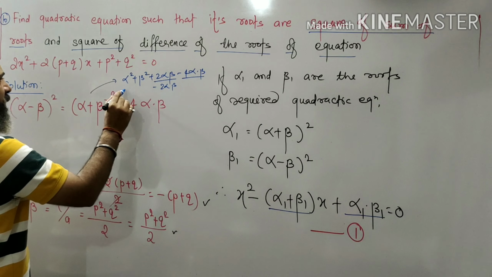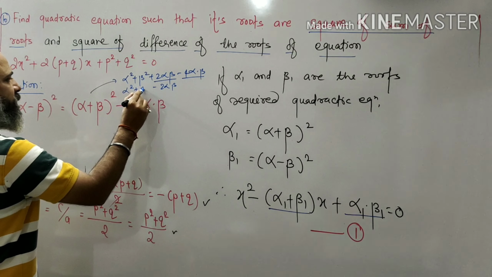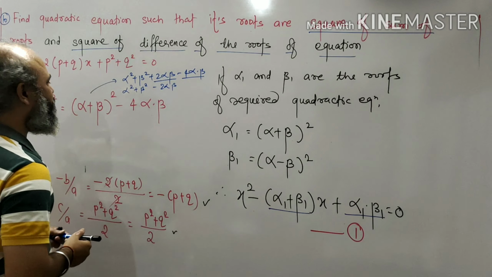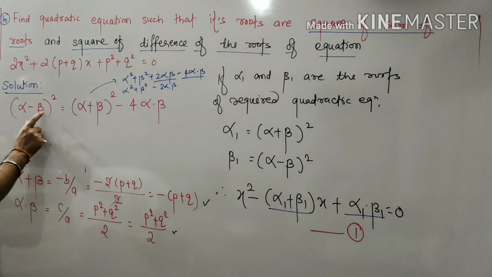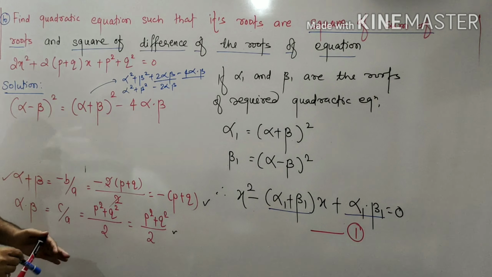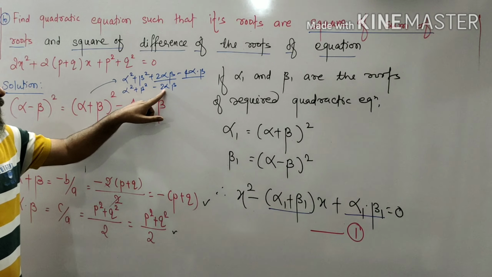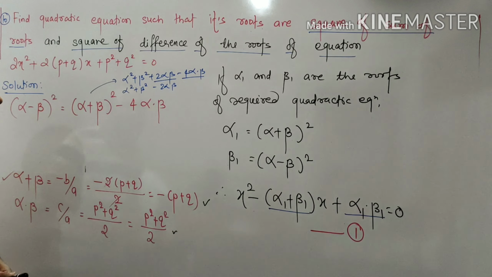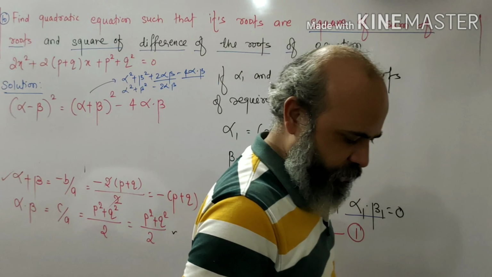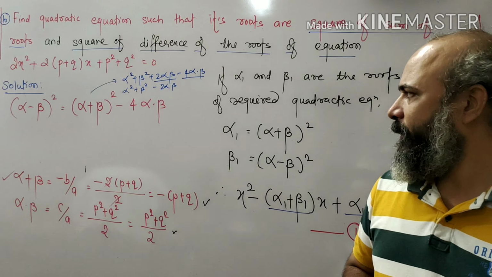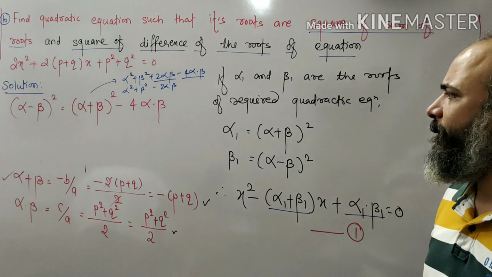And this is alpha square plus beta square minus 2 alpha into beta. So when you expand alpha minus beta the whole square, what will you get, student? Alpha square plus beta square minus 2 alpha into beta. Okay, student? So alpha minus beta the whole square can be written as alpha plus beta the whole square minus 4 alpha into beta.